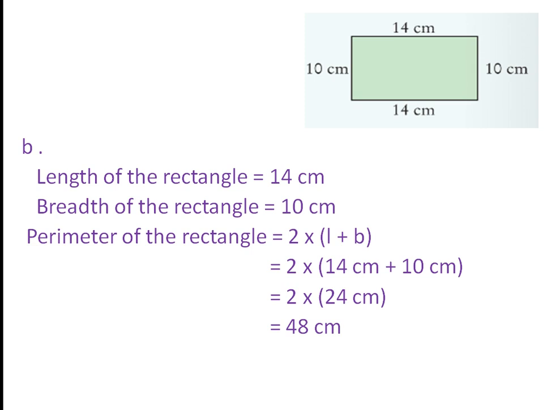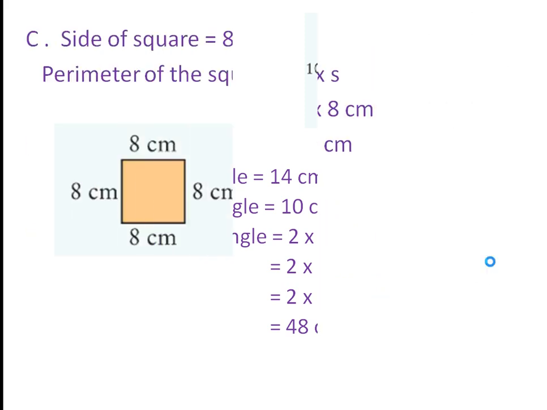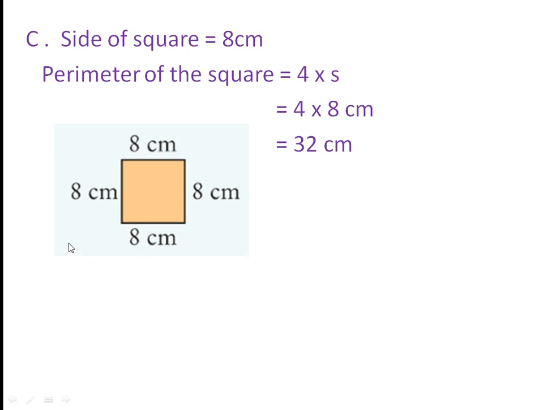Like this, we should calculate the perimeter of the rectangle with pictures. Okay, next. See, here also one picture is there. Observe this picture. Four sides are equal. What is the meaning here? Four sides are equal, so this is a square. Now we find out the perimeter of the square. What is the perimeter of the square formula? 4 multiplied by side.